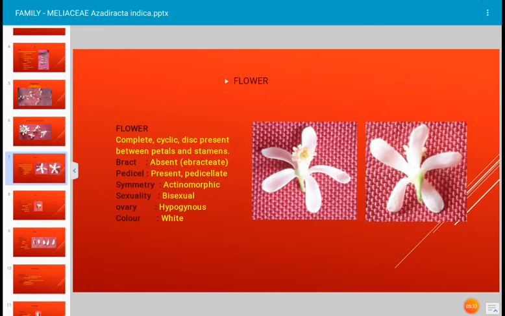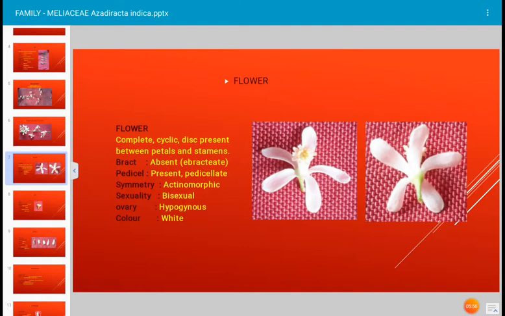And it is a cyclic flower. Why is it called cyclic? Because the floral organs are arranged in regular whorls. Such a flower is described as cyclic flower, and a disc is present between petals and stamens in the flower.